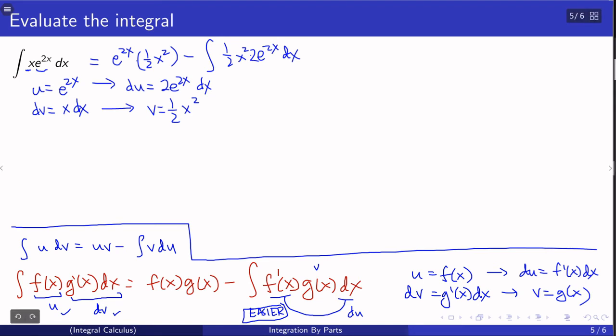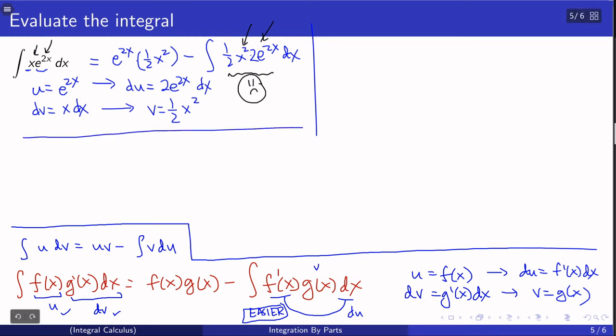You probably noticed something here. This integral is actually even more complicated than the integral we started with. We started with a linear function times an exponential function. Now the linear function is a quadratic, and we're still multiplying by an exponential. It got harder to evaluate. What this tells me is our choice for u and dv was the wrong choice. So let's do it again.